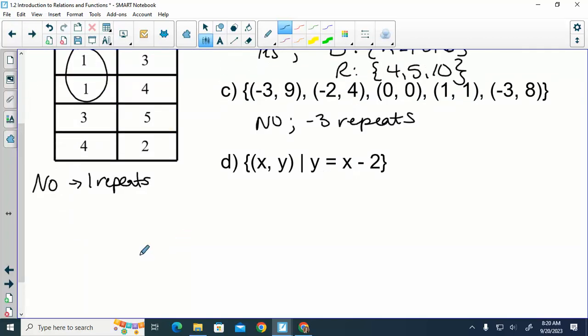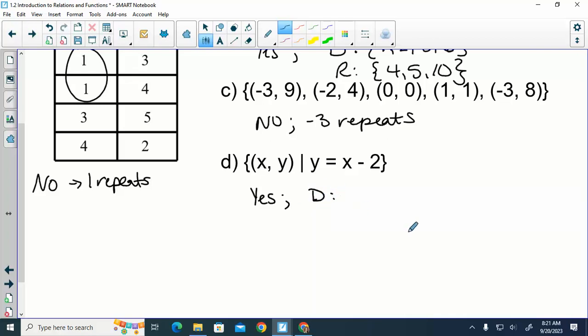Okay, D. This is that full set notation, saying the set of all ordered pairs x, y, such that y is equal to x minus 2. So, to be a function, it's saying if I put in x, I get only one answer. So if I plug in a number and subtract 2, will I ever get more than one answer for that? If I do 3 minus 2, I get 1 every time. If I do negative 10 minus 2, I get negative 12 every time. So we're never going to subtract 2 and get 2 different answers. So this one is a function.